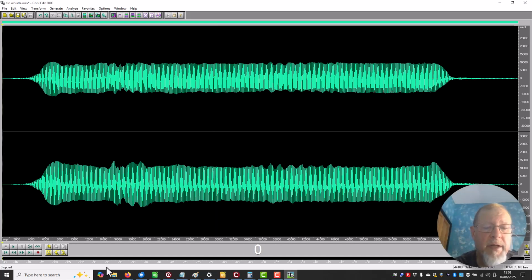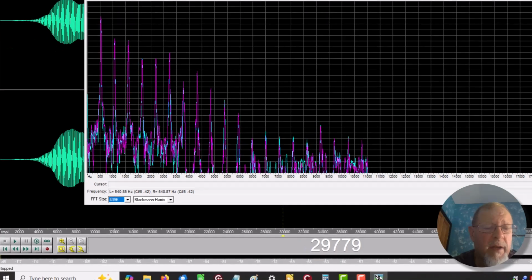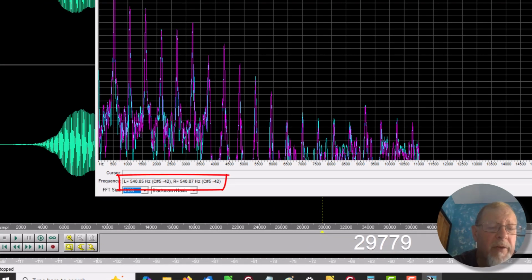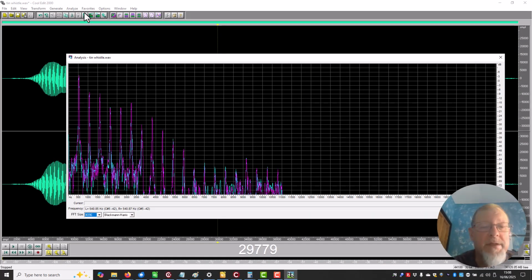Okay, and here is our tin whistle. So if we go into analyze, it's saying 540.8 Hertz. Near enough. So there we go.